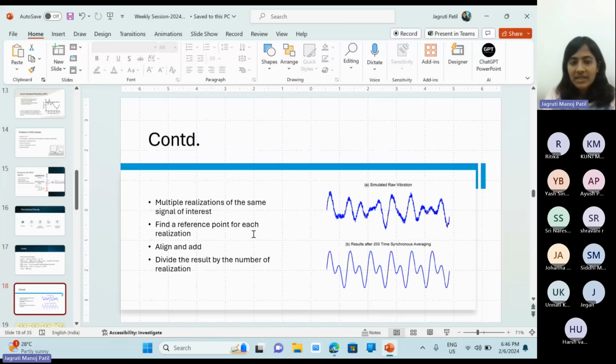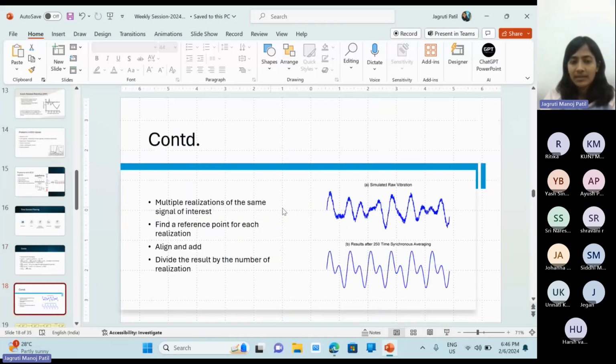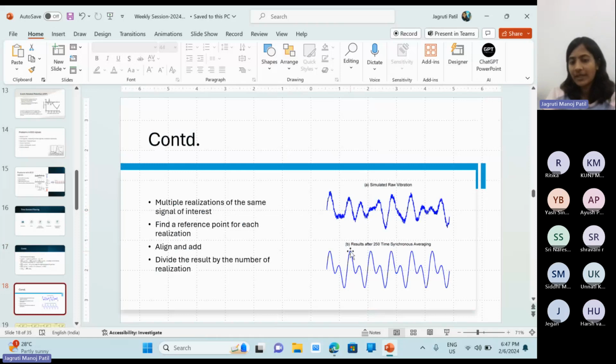So here you can see how we do the synchronized averaging or this ensemble averaging. You take a particular signal n number of times, do multiple realizations of the same, find a reference point, align all of them, and then add them. But after adding, you need to divide by the n number of realizations you did, so that you get the actual average. Otherwise you just get the addition of each waveform. Whenever you divide, you get the actual synchronous averaged or time averaged waveform. From here you can see what the peaks are, what the pressure can be at a particular peak, or for ECG, let's say, the R to R interval.